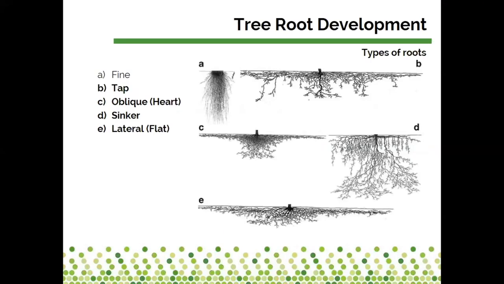So when we're thinking about tree root development in particular, we're mainly looking at taproot systems, oblique or heart root systems, and lateral or flat root systems. There's also sinker root systems that I'll explain in a second. Fine roots are more characteristic of grasses and herbaceous vegetation.